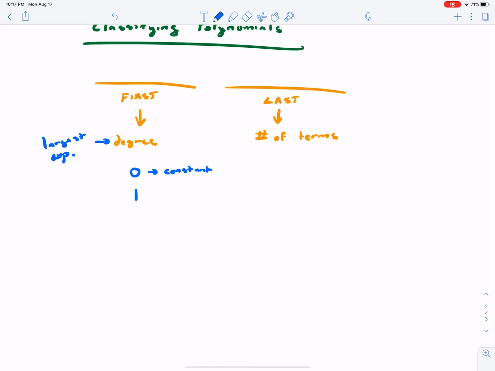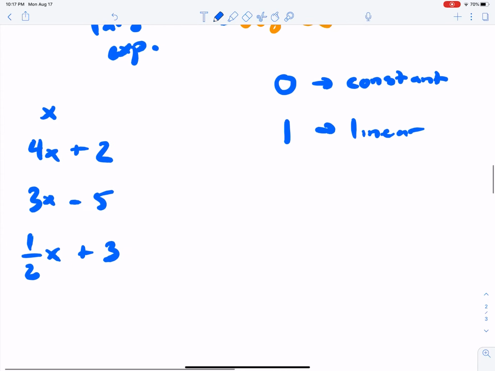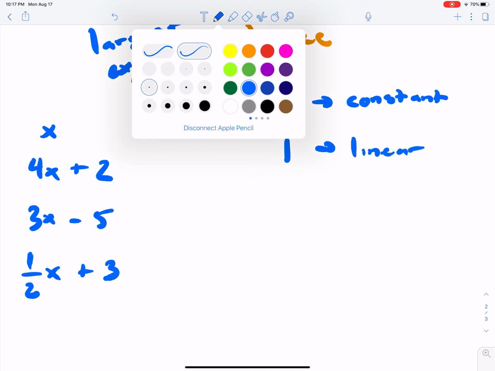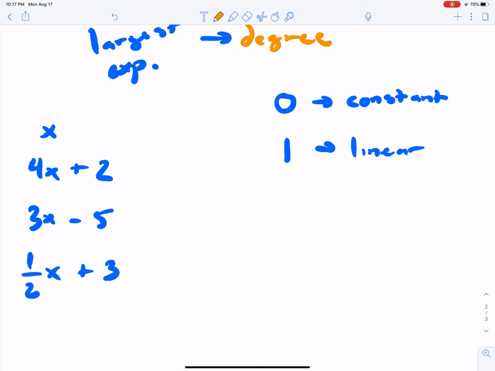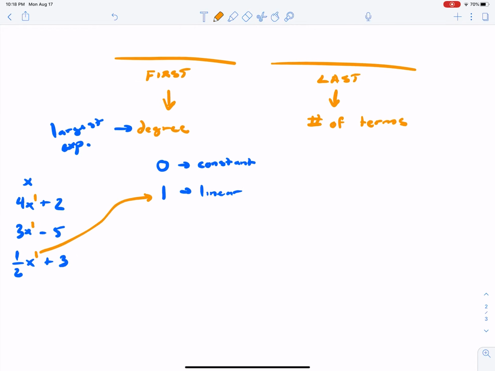If it's just a number and there's nothing next to it, then you would call it a constant. Now, if the degree is 1, you would call it linear. Okay, an example of something that's linear is like x, 4x plus 2, 3x minus 5, 1/2 x plus 3. If you look at the variable, it actually doesn't have an exponent visible, but there's actually an invisible 1 right there. And that is referring to the degree. So if the largest exponent is 1, you would call it a linear, okay?